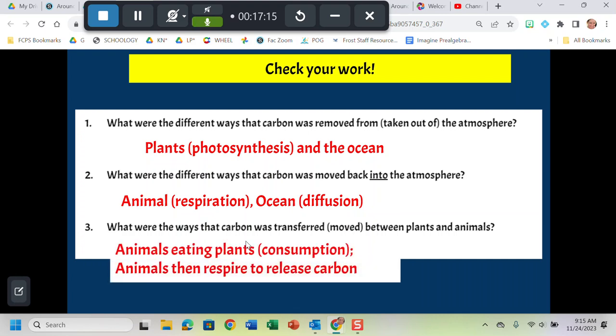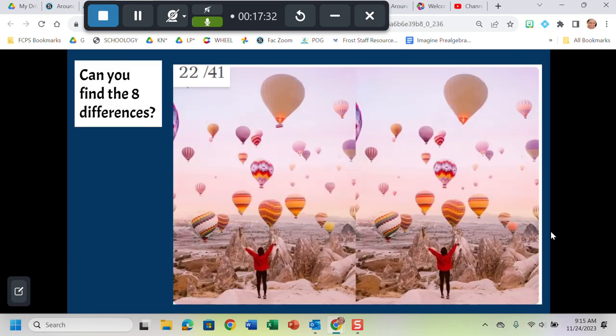Well, if animals are eating plants, that's consumption. They are consuming them. They are taking carbon from plants to animals. And of course, then we know that animals later respire, right? They respire to release carbon back into the air.